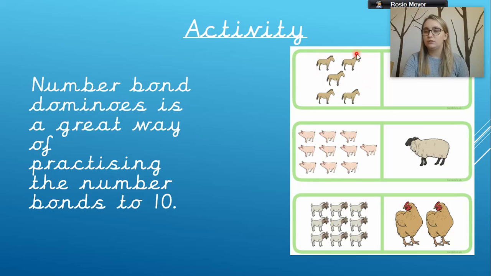If you found 5 horses, you would need to find another 5 horses or another 5 animals to make 10. If you had a 0, like a blank one, you'd be finding 10 pigs. Okay, so you're matching up your dominoes to make 10. Okay, so that might be a nice game for you to play today.